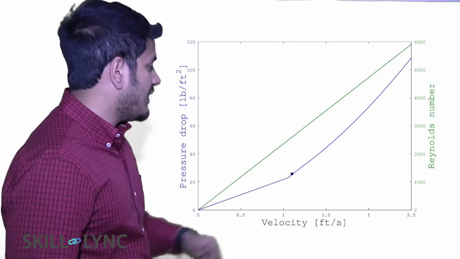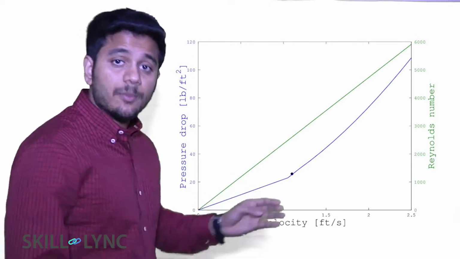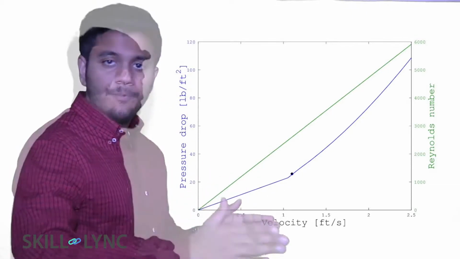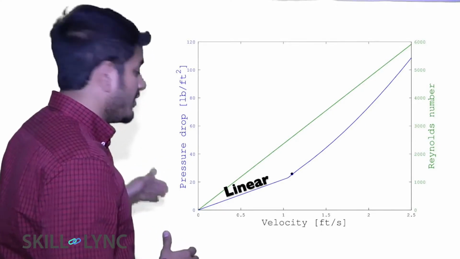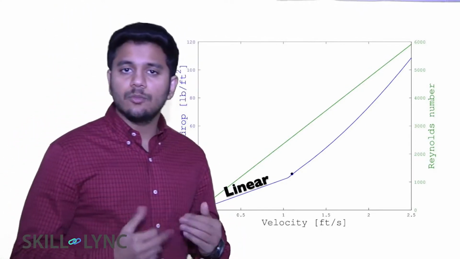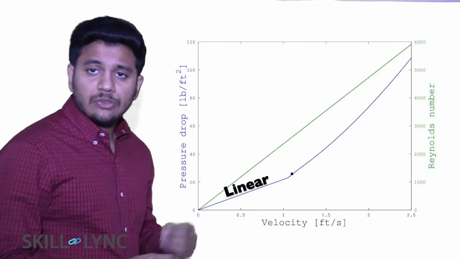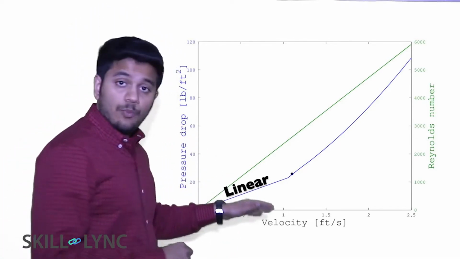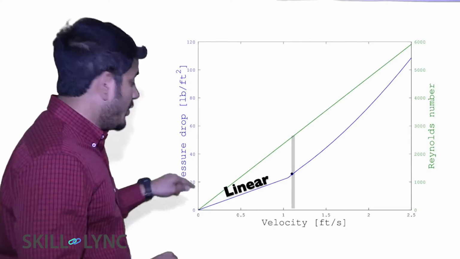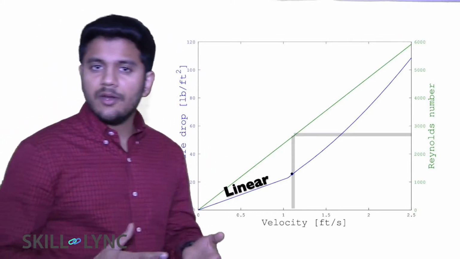On the x-axis, I'm plotting the velocity through the pipe in feet per second. And on the y-axis, you can find the pressure drop that occurs across the pipe. For lower values of velocity, the pressure drop is small and the relationship between pressure and velocity is almost linear. When the velocity reaches a critical value, which is 1.1 feet per second in this case, there's a sudden change in slope. Now, for this particular value of velocity, if you calculate the Reynolds number, it's around 2300.